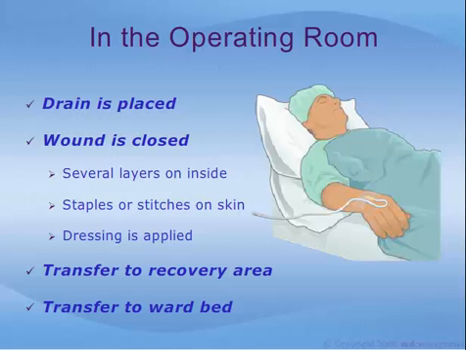Once the technical part of the operation is completed, a drain tube is then placed, which is separate from the catheter, and serves to drain blood or urine from the surgical area. The incision is then closed, using strong dissolvable sutures on the inside and staples or stitches in the skin. A dressing is applied to cover the incision. Once stable, the patient is transferred to the recovery area for further monitoring, and eventually to a regular ward bed.